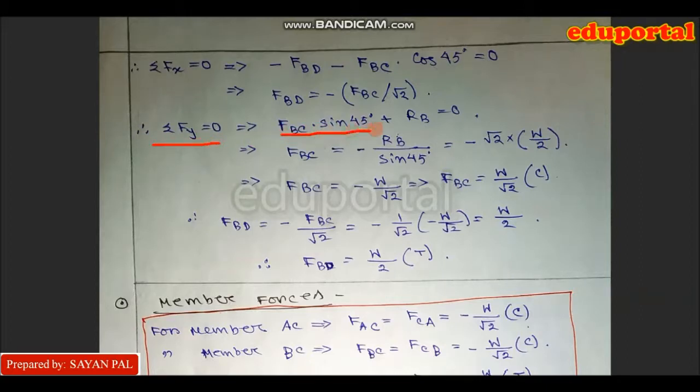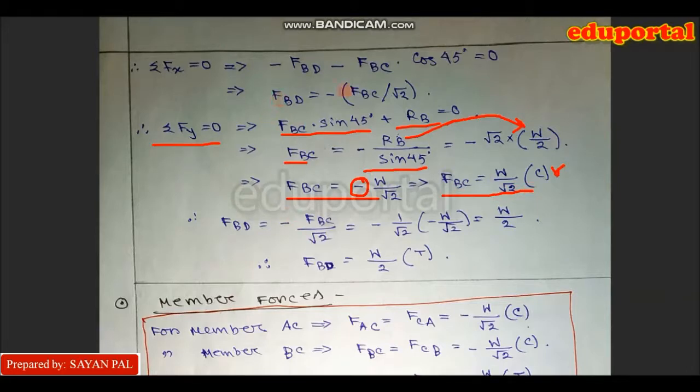So F_BC sin 45 degree plus R_B equal to 0. So from here F_BC is equal to minus R_B by sin 45 degree. Putting the value of R_B, which is equal to W by 2, we get the value of F_BC is equal to minus W by root 2. This minus sign means this is compressive. So we have F_BC is equal to W by root 2.